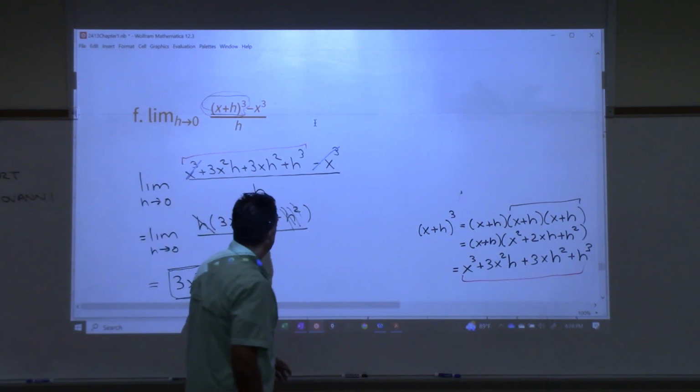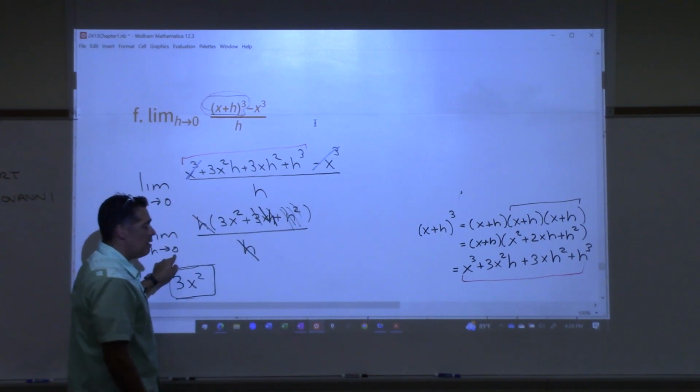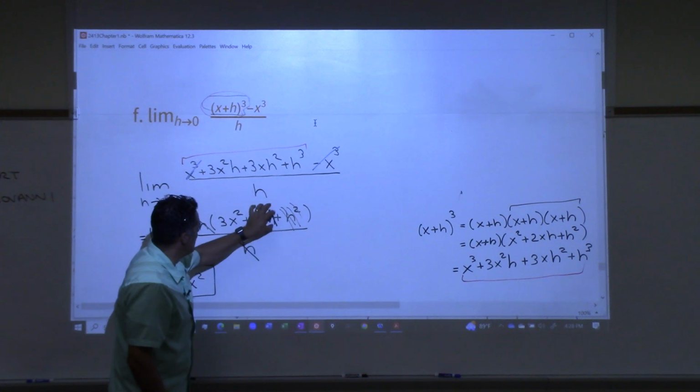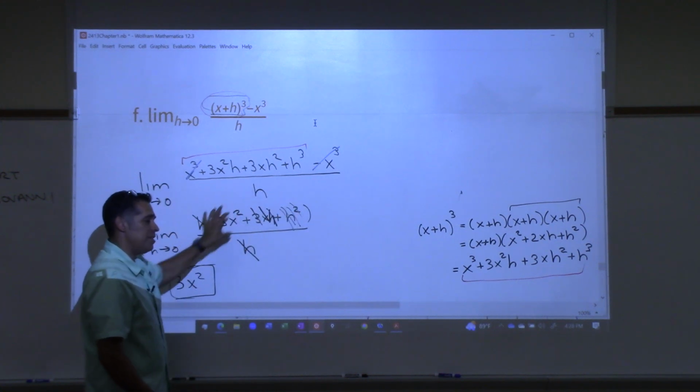Yes? So why does that go away? And then why does this go away? Because I'm going to let h go to 0 now, right? So if I let h go to 0, that's 0. 0 times anything will go to 0. That goes to 0. This one doesn't have an h anymore, so it stays.